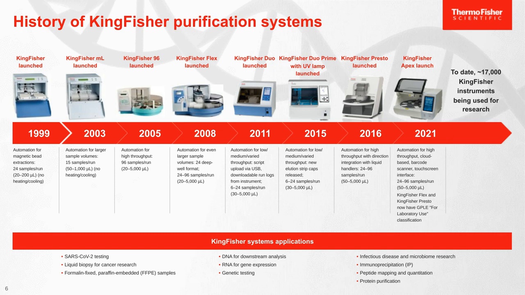I just want to focus on the Kingfisher Flex in the middle of your screen, the Kingfisher Duo Prime, and the Presto. They're the current three instruments out on the market, which are the most popular. And then just recently this year, we've launched the Kingfisher Apex in 2021, and that's already doing really well and is a big upgrade for how the systems are going to be moving forward. Today we've got 17,000 instruments out in the field, and at the bottom there you can see in terms of our applications, one of the biggest ones we were thrown into is SARS-CoV-2 testing because of the fact that we can do RNA extractions on our systems.